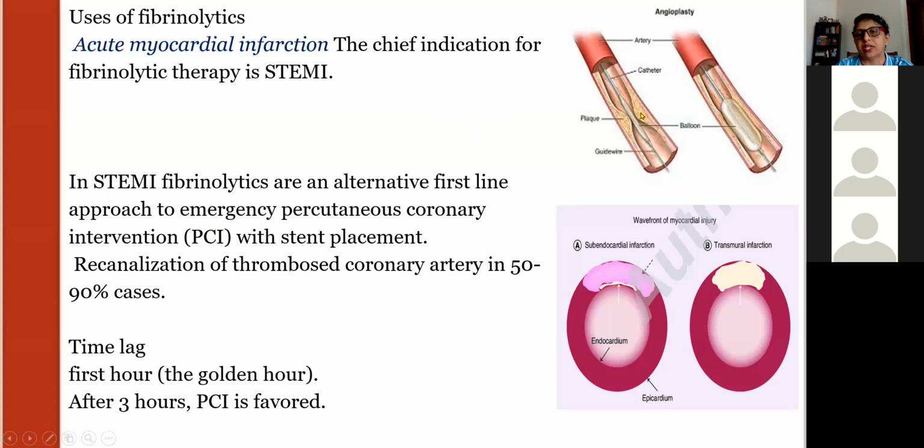Here we can see there is a block. The angioplasty catheter or wire will be inserted, and this is the balloon. It will be expanded so that we are increasing the size of the lumen. It is pressed like that, so the blood flow will be made easier. This is what is happening in angioplasty.